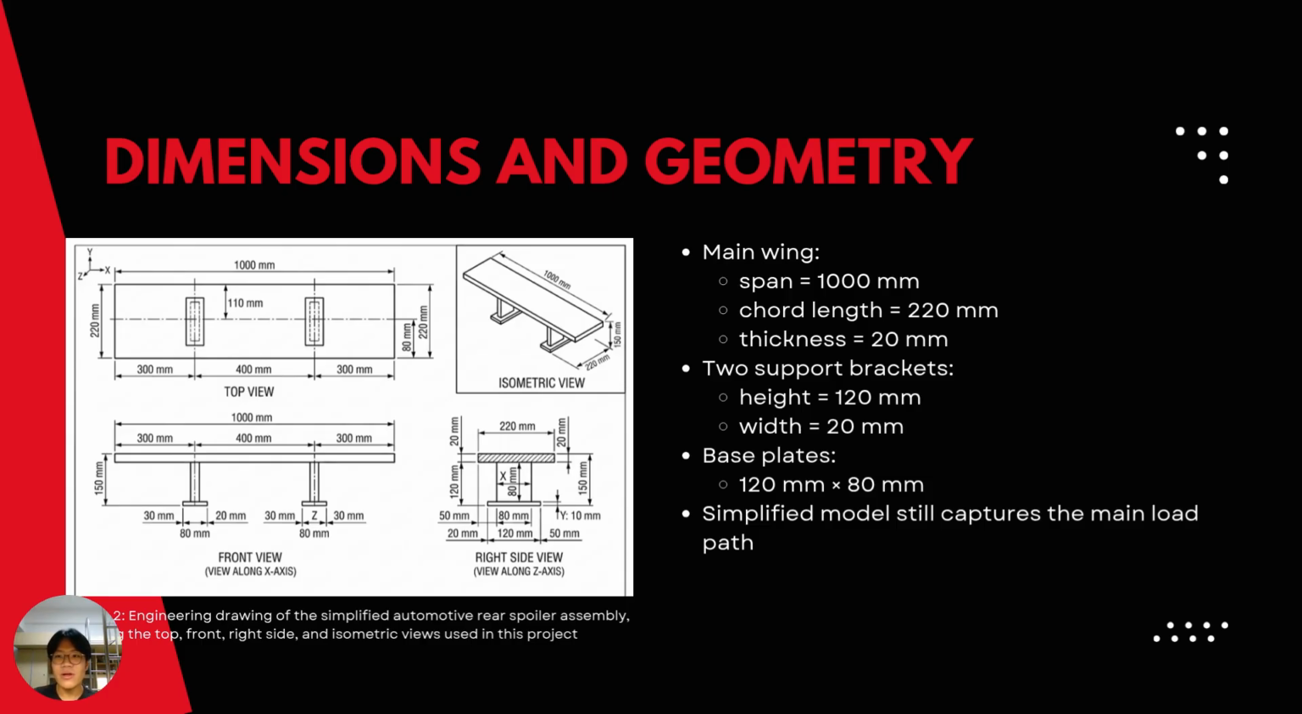The spoiler model consists of three main parts. So the first is the wing. The wing has a span of 1000 millimeter, a chord length of 220 millimeter, and a thickness of 20 millimeter. This is the main load-carrying surface. It is supported by two brackets, each with a height of 120 millimeter and a width of 20 millimeter. At the bottom, the base plates measure 120 mm by 80 mm and represent the mounting interface to the vehicle's body. Although simplified, this geometry still captures the main structural behavior of a real spoiler.